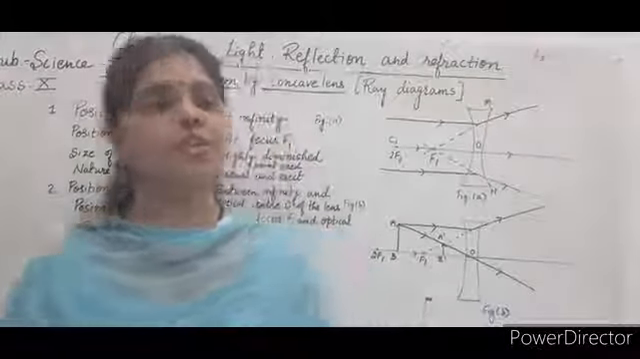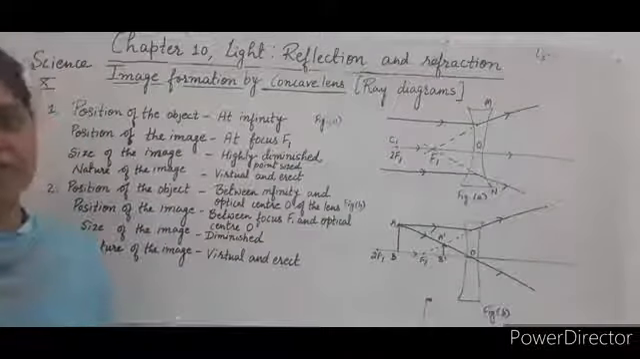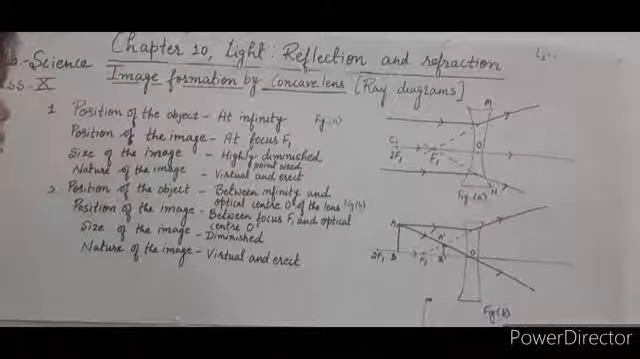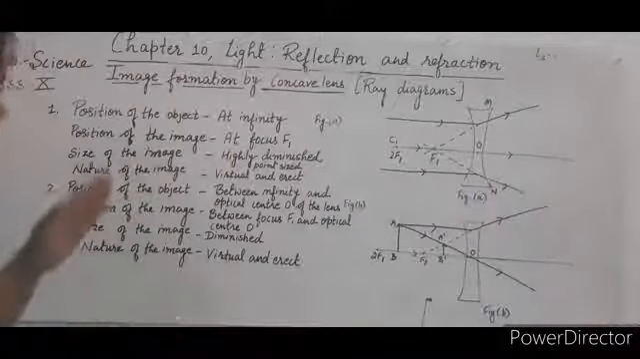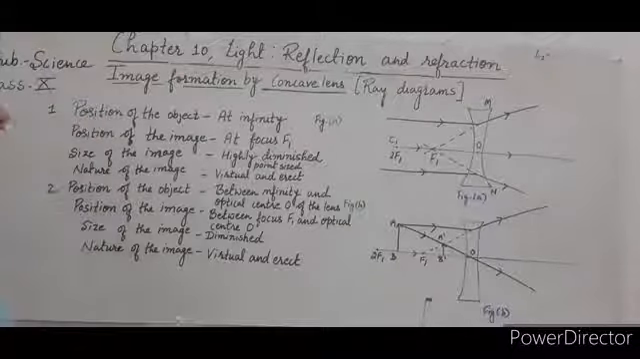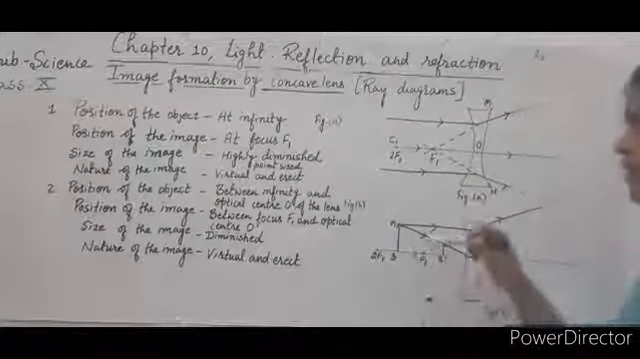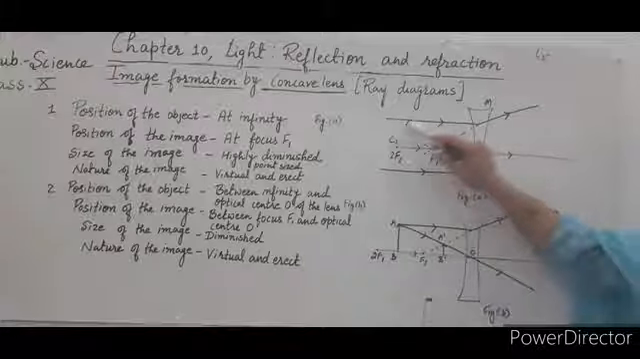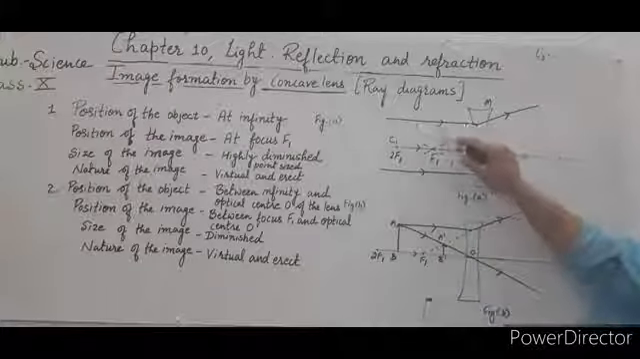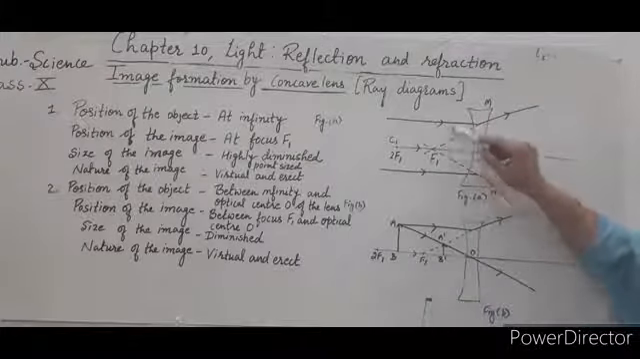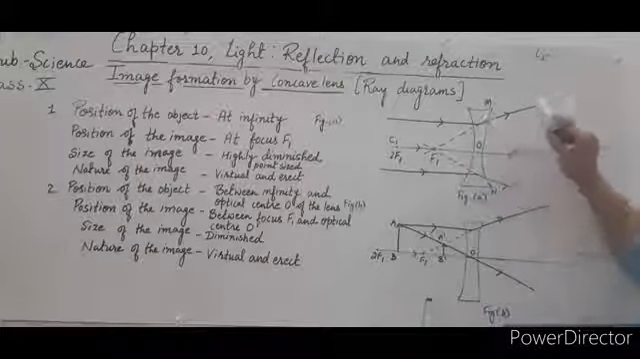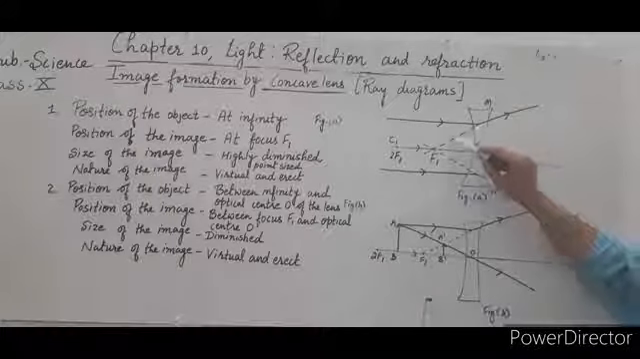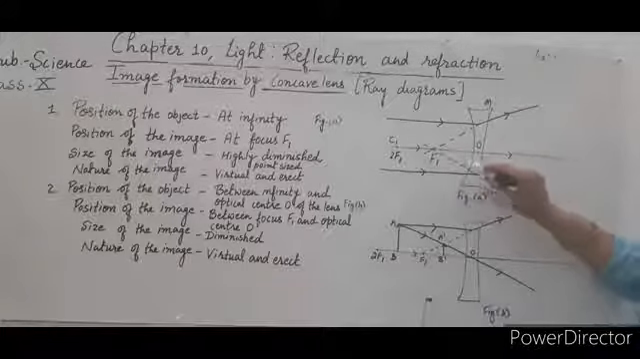Next, image formation in the case of a concave lens, ray diagrams. There are two cases in which we have studied a ray diagram. How can we make the ray diagram? First, when the object is at infinity, the rays of light parallel to the principal axis fall on the lens. After refraction, they appear to diverge from a point, the principal focus, that lies on the same side of the lens.